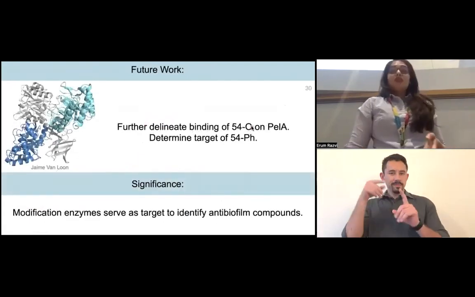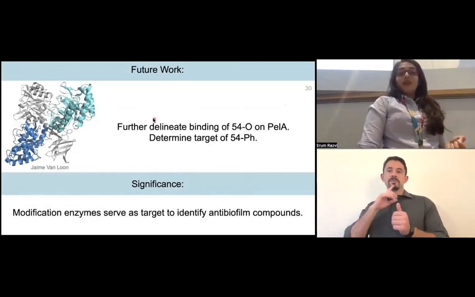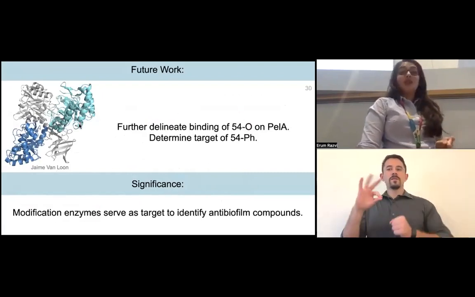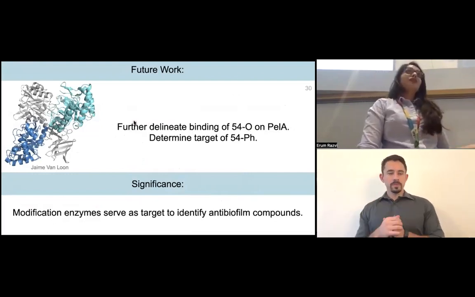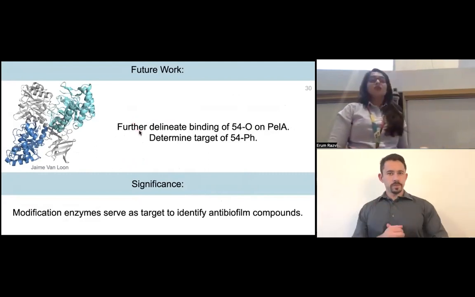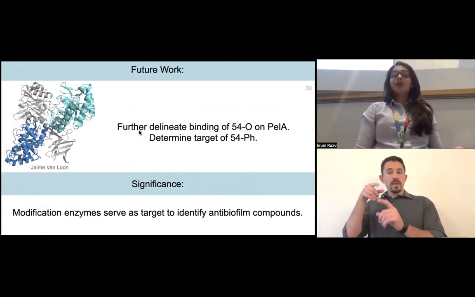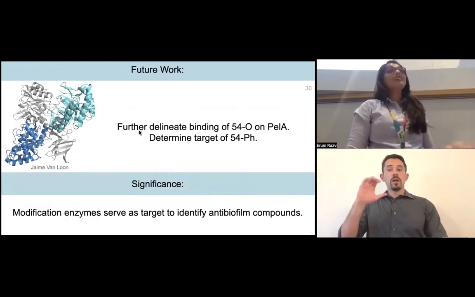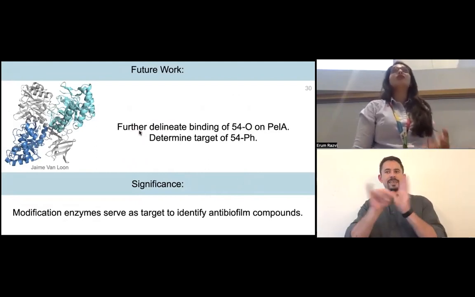Future work involves further delineating the binding of 54O on PelA, which will be facilitated by the structure of PelA recently solved by Jamie in the Howell Lab. Also, to determine the target of 54PH. The significance of this work is that it provides a unique proof of concept that targeting exopolysaccharide modification enzymes is a viable strategy to identify novel antibiofilm compounds for drug development.